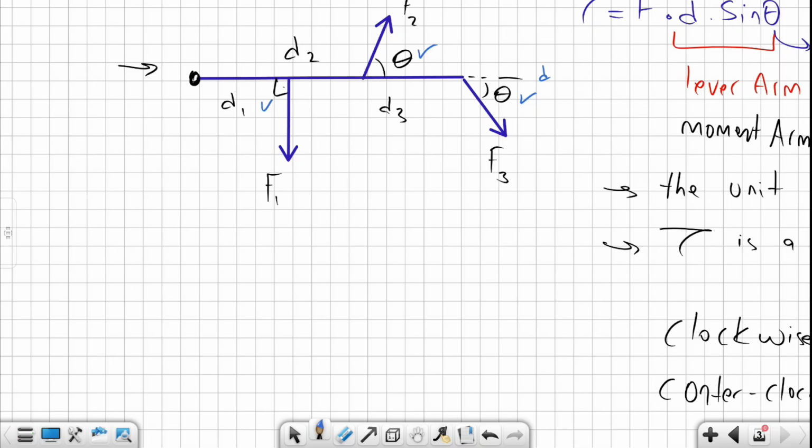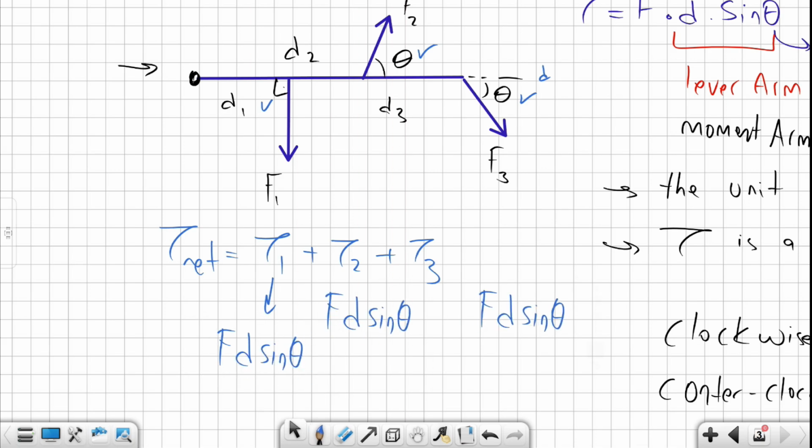Net torque here will be equal to torque 1 plus torque 2 plus torque 3. And each torque will be equal to force times distance times sine theta. So if you have multiple forces and multiple distances, that's how you calculate the net torque applied on that object. That's all about section 1.